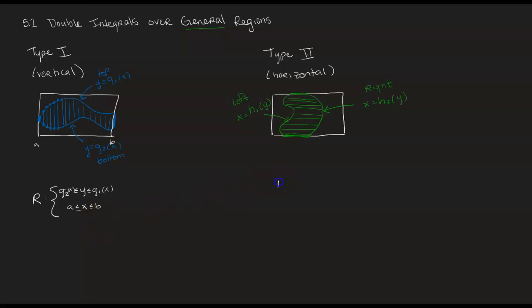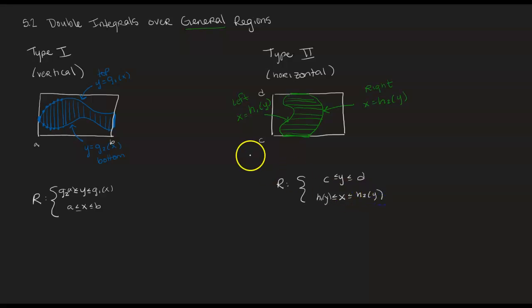For the type 2 general region, this time the y values were between constants because the y values came from the rectangle. So I'm going to let y go from c to d, for example, and then the x values are squeezed between functions of y. The smallest x values are on the left, that's our h1 function, and the largest values of x are on the right, that would be our h2 function.